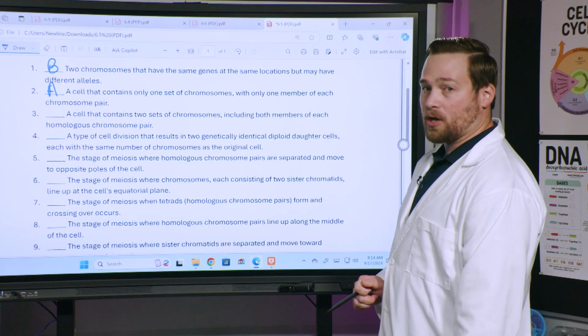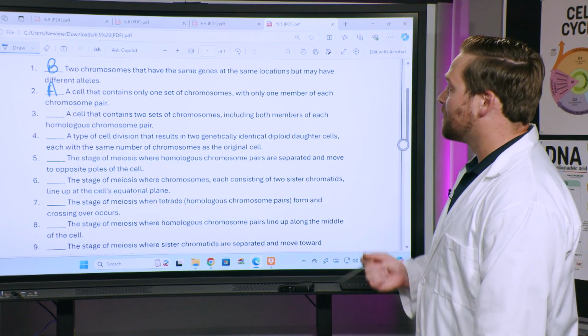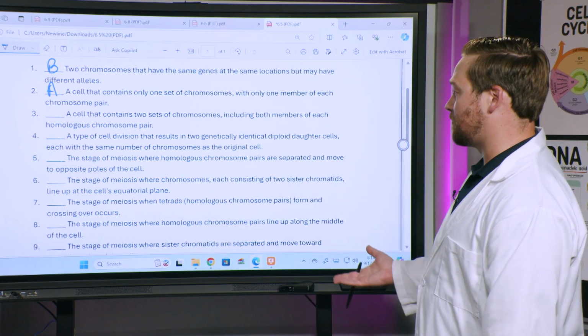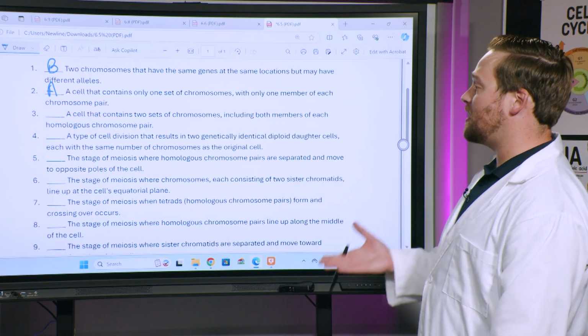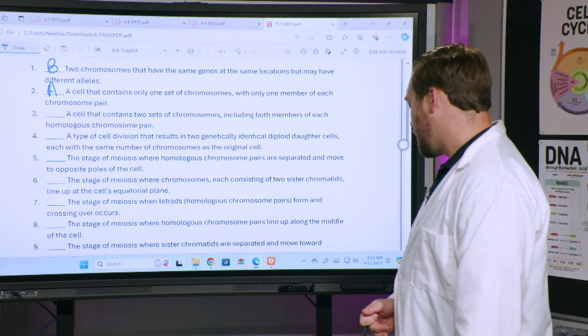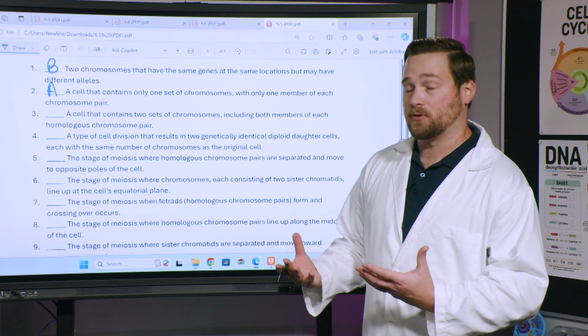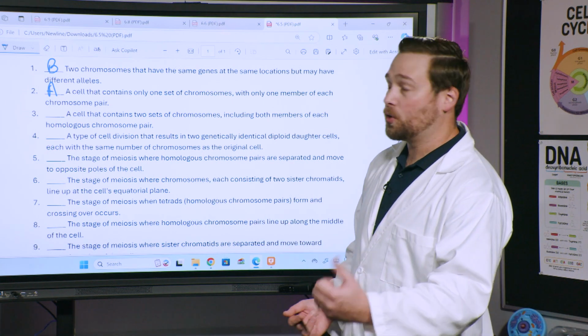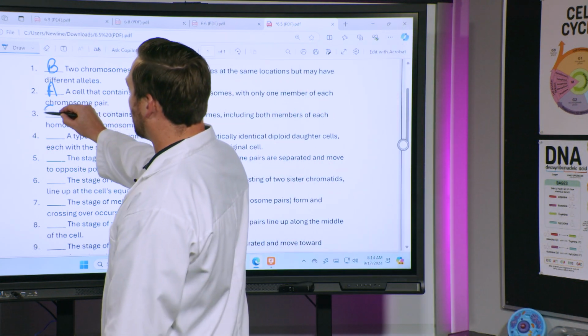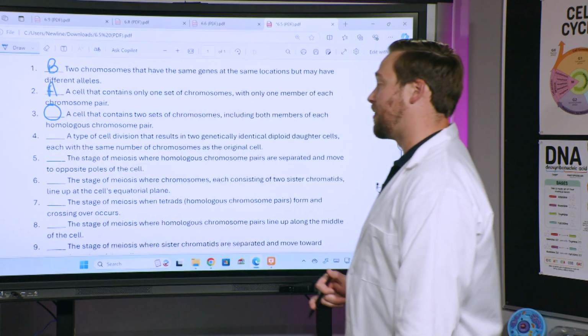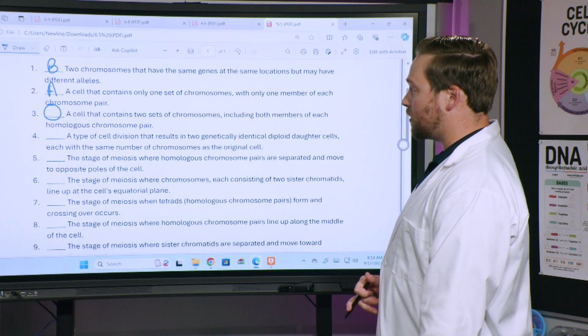All right, let's keep it going. So number 3 here says, a cell that contains 2 sets of chromosomes, including both members of each homologous chromosome pair. So now what do we call it when you have the full 46 chromosomes that most of your cells do? Not haploid, but instead diploid, which is letter O. So let's go with that one, okay? Great work, let's keep it going.